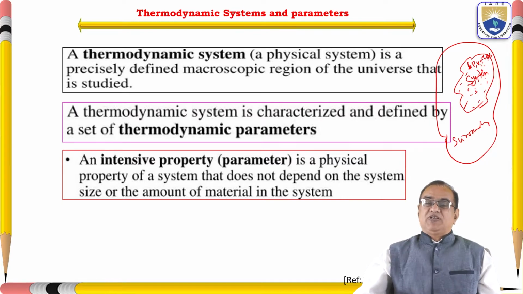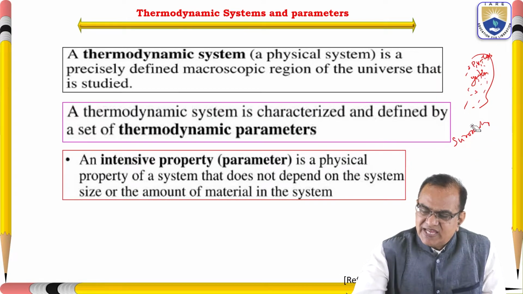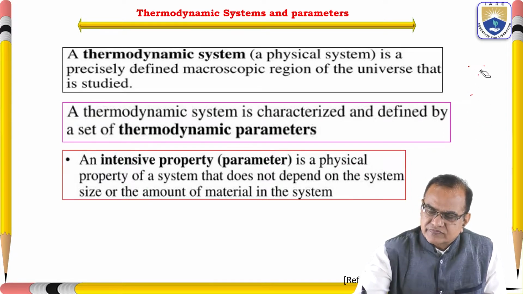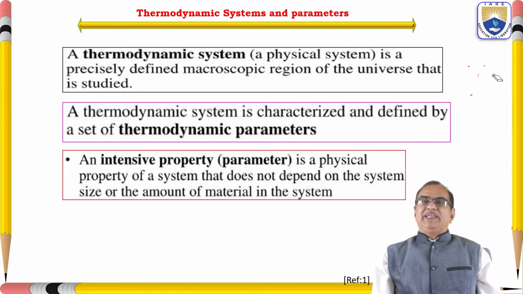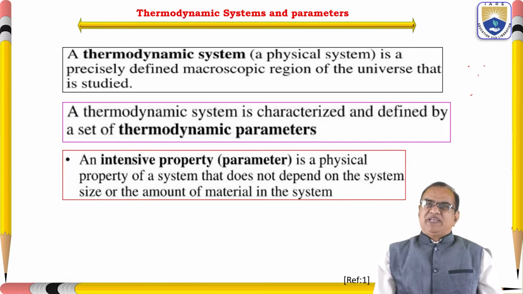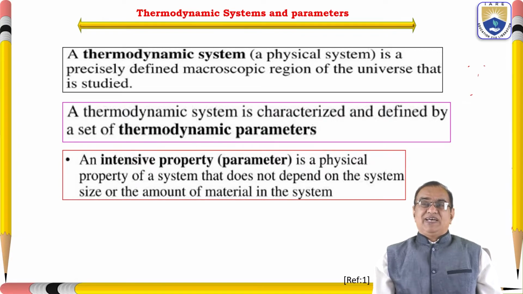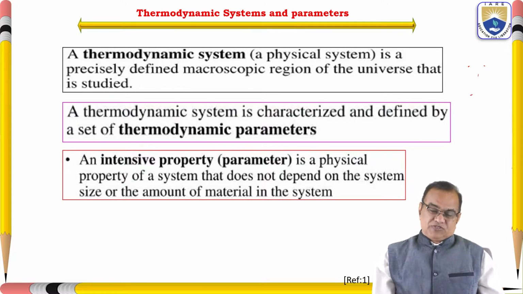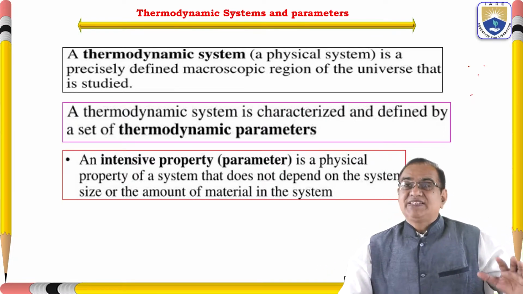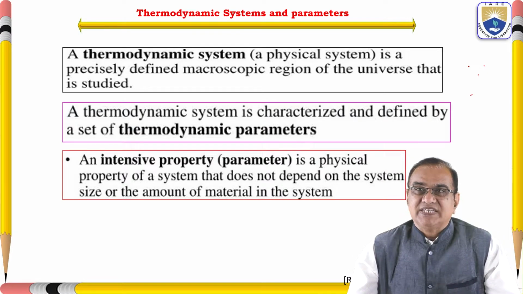We can divide these properties into two groups. One is intensive, another is extensive. An intensive property, that is the parameter, is a physical property of a system that does not depend on the system size or the amount of material in the system. So what is intensive? It does not depend upon how much quantity, how much amount, or how much size there is.